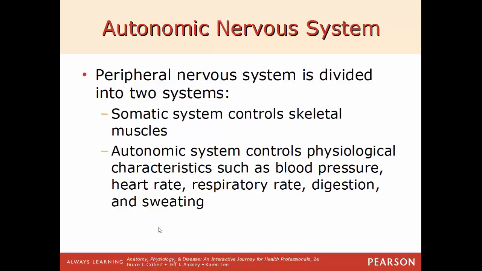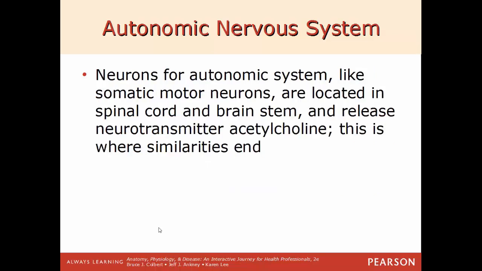The autonomic nervous system controls physiological characteristics such as blood pressure, respiration, heart rate, sweating, and digestion. Stuff that happens automatically without your control. Now, neurons for the autonomic system, like the somatic motor neurons, are located in the spinal cord and in the brainstem, and release the neurotransmitter acetylcholine. This is where the similarities between these two end.